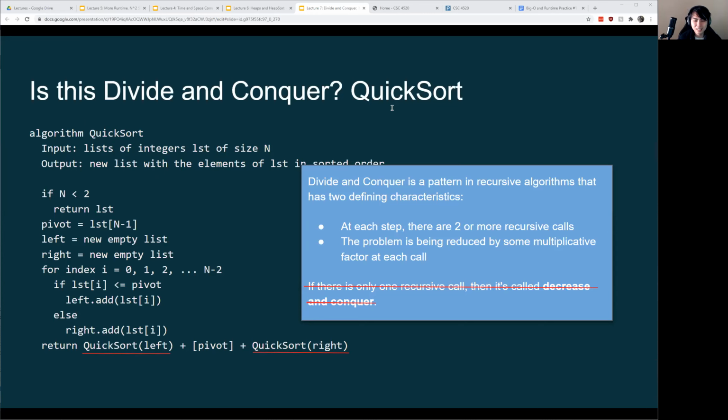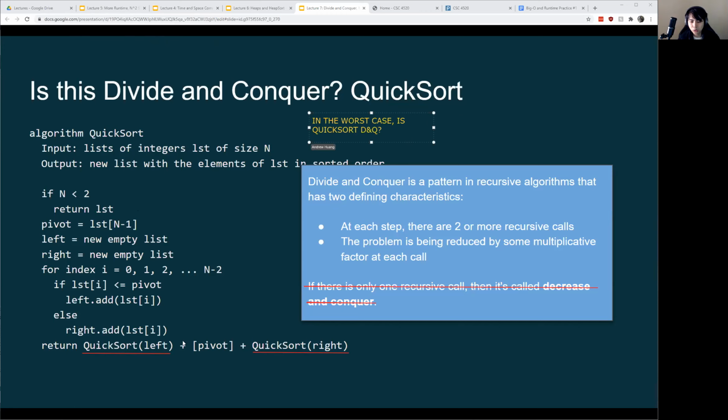Let me think about it. Think about it this way. In the worst case, is quicksort divide and conquer? In the worst case, when you pass the worst possible argument to quicksort, is it divide and conquer? In the worst case, what happens is we'll pass in a reverse list, right? A list that is already sorted, let's say.